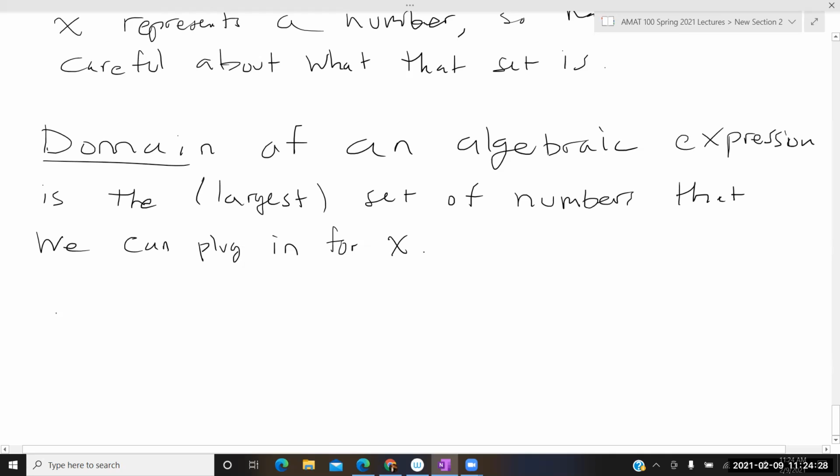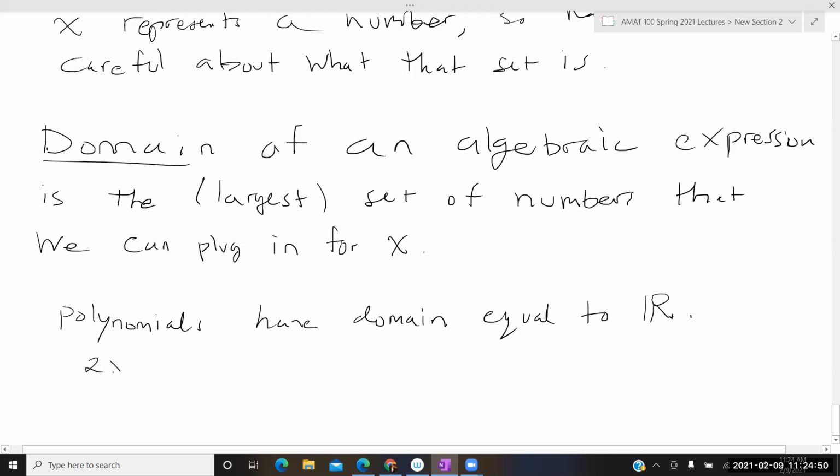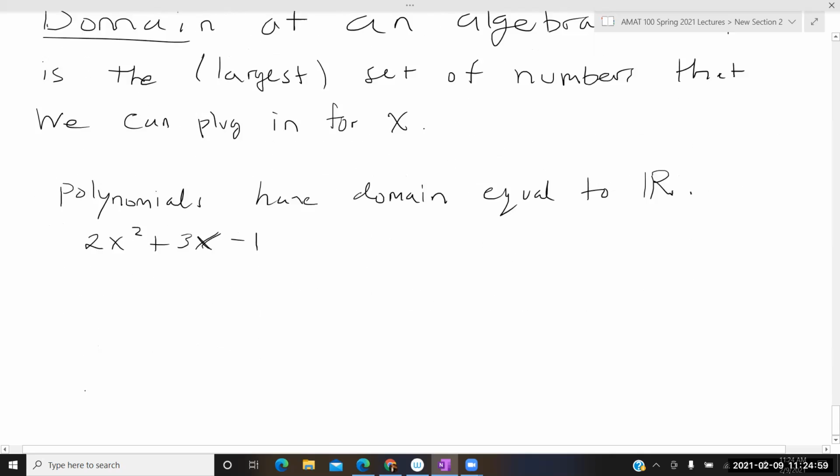So for example, polynomials have a domain. Now for polynomials, there is no restriction. So the set is all of R. So x can be any real number in a polynomial. We have a polynomial of this form, and we can plug in any number for x. There's no restriction. There's no problem with that.